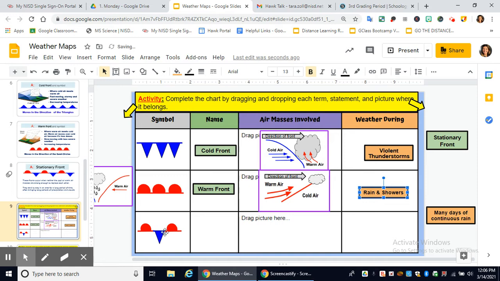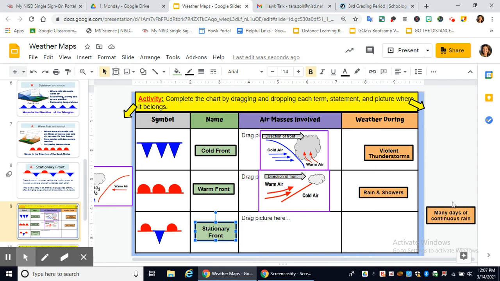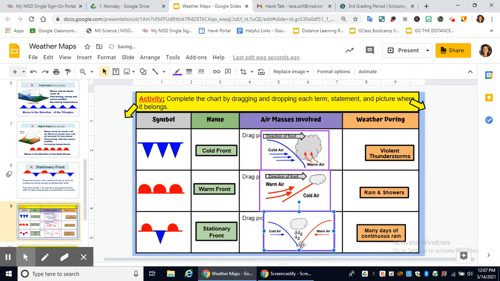Okay, and then lastly, what we have here is a stationary front. So it's where you have both a cold front and a warm front coming together, and neither is strong enough to move one or the other. So you have the same weather for days on end. So we can say many days of continuous rain. Okay, and here's what our picture looks like. And here you can see your cold air and warm air are meeting, and neither has the strength to overcome one another.